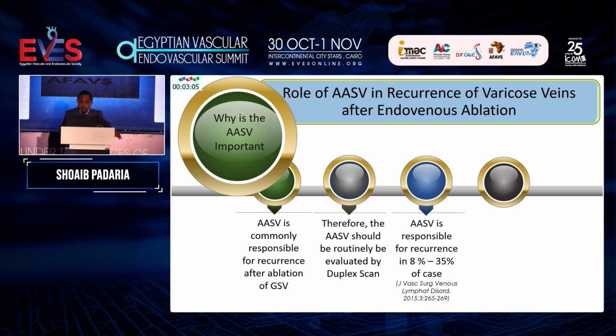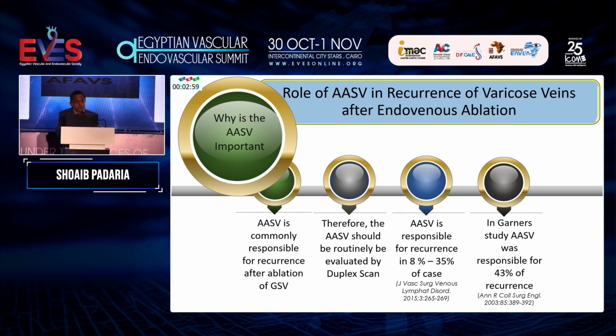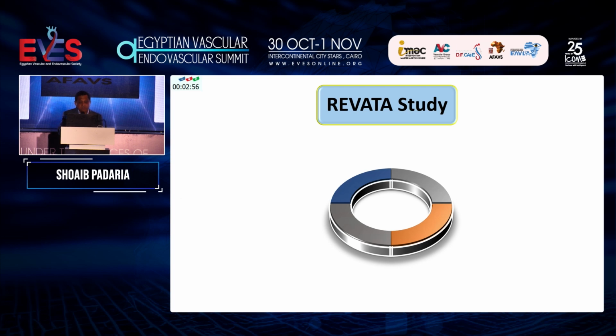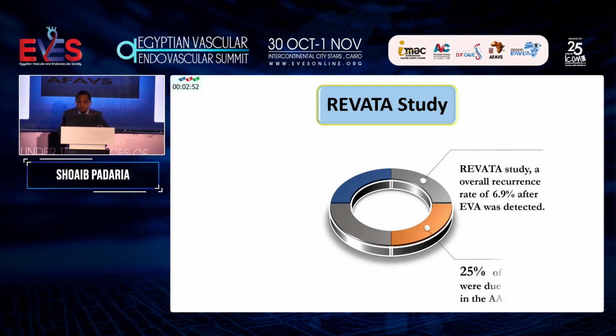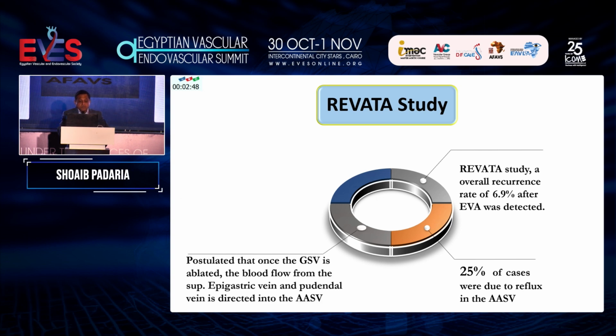It's shown to be responsible for about 8 to 35% of cases of reflux, and in one series, it was responsible for up to 43% of reflux. In the Rivata study, an overall recurrence of 6.9% after EVLA was detected, and of this, 25% of cases were due to reflux in the AASV.